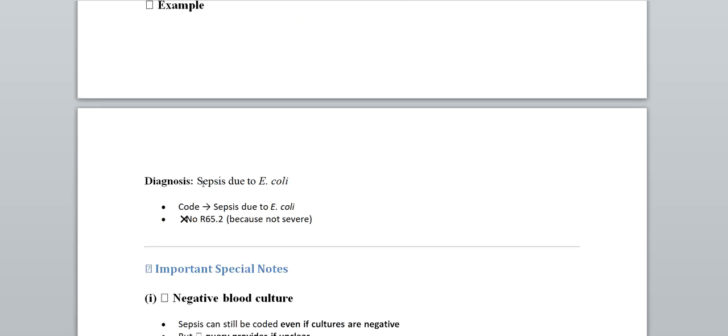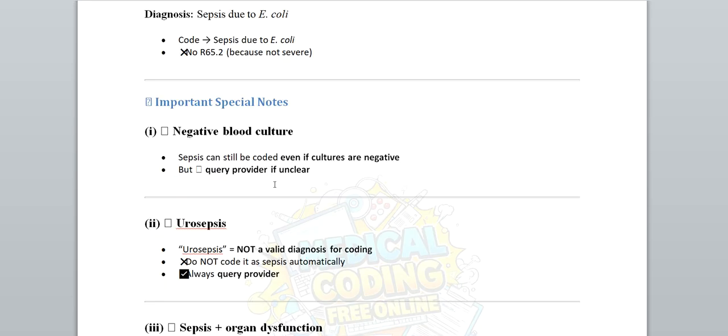So, for example, sepsis due to E. coli. Code sepsis due to E. coli. No R65.2 because it is not severe. Severe is not mentioned in this case. Important special note for negative blood culture: sepsis can still be coded even if the culture is negative.